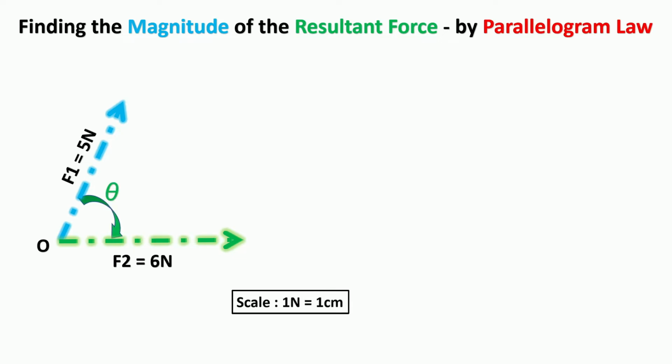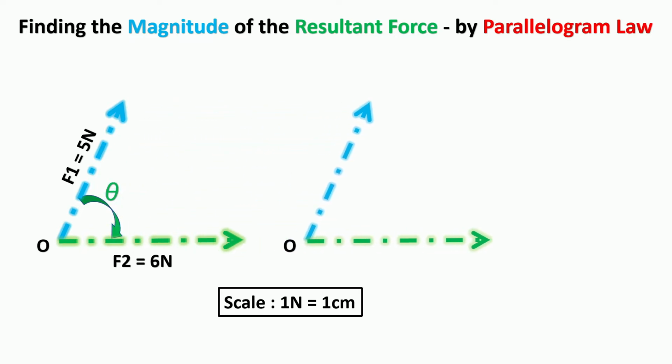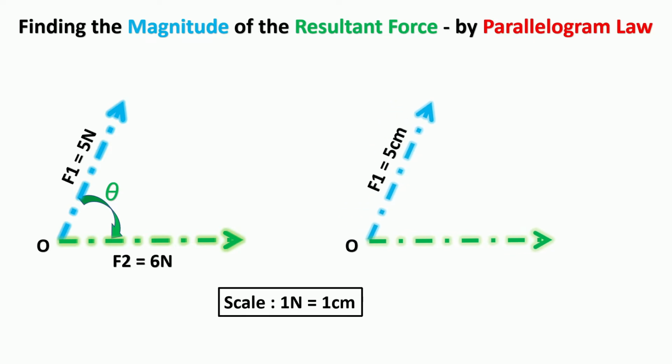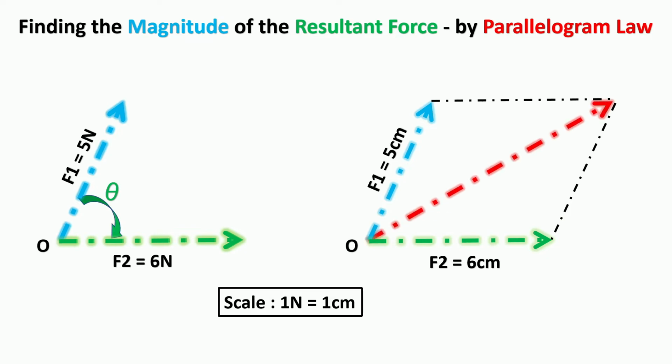Let's consider the scale of 1 Newton equal to 1 centimeter. Now draw the force F1 equal to 5 centimeter and F2 equal to 6 centimeter. Draw a line parallel to F2 and another line parallel to F1, forming a parallelogram. Now draw the resultant force passing through the diagonal of the parallelogram.